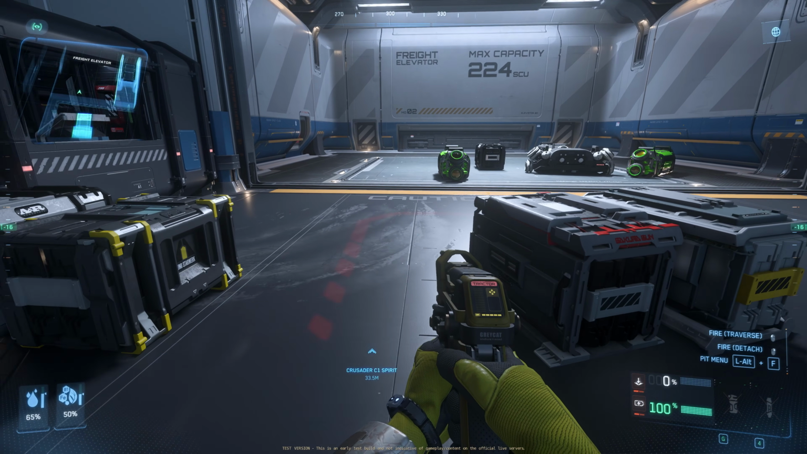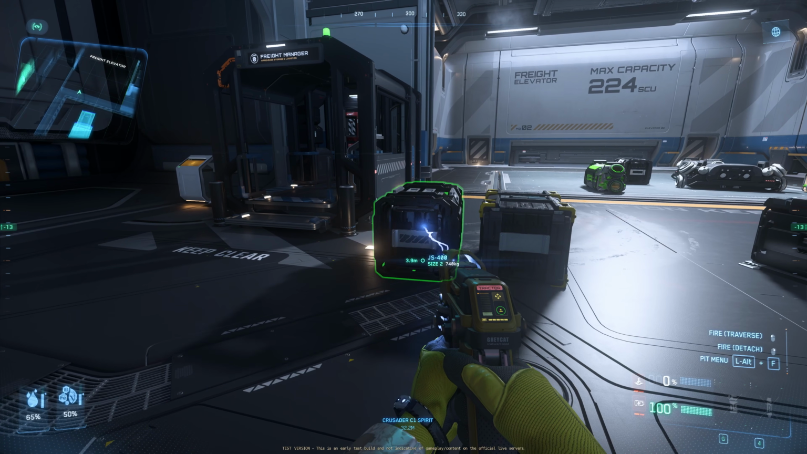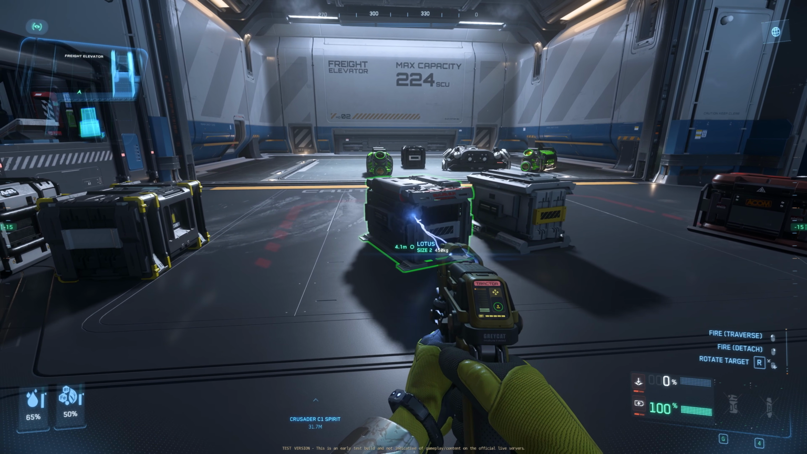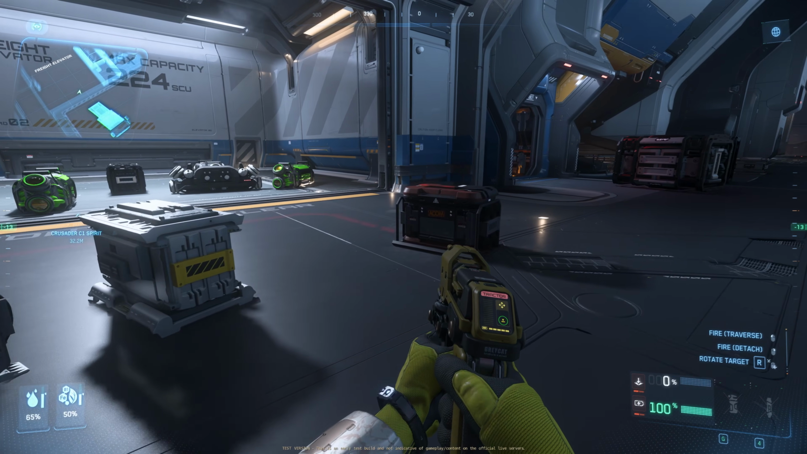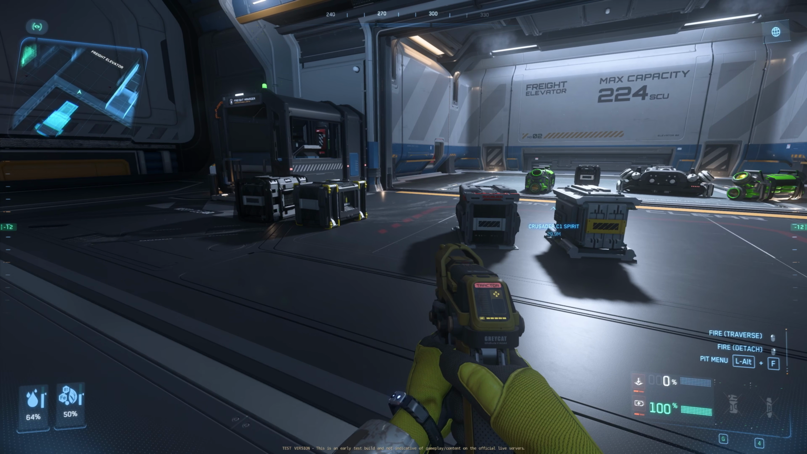We're going to be using the size 2 power plants, and I'm using all grade A power plants for this test: JS400, grade A military; Genoa, grade A industrial; Lotus, grade A civilian; Eclipse, grade A stealth; and LuxCore, grade A competition. The JS400 military A has 1700 HP, which is the highest among these 5. Then the Genoa industrial A has 1400 HP. Then the Lotus and Eclipse, civilian and stealth A, both have 1000 HP. And last is the competition A, which has only 630 HP. Are those numbers trustworthy?